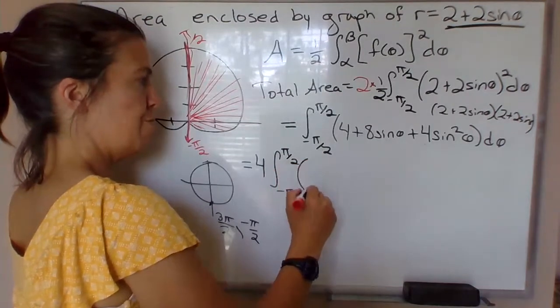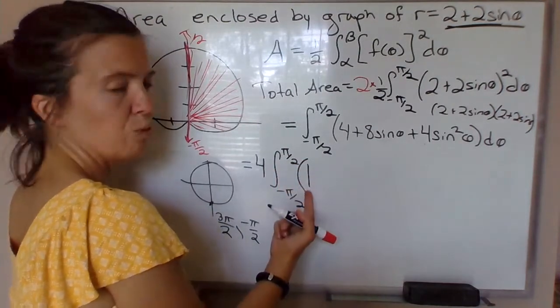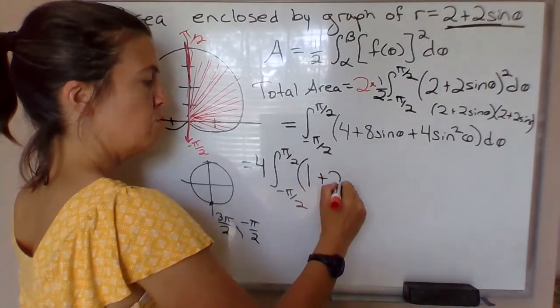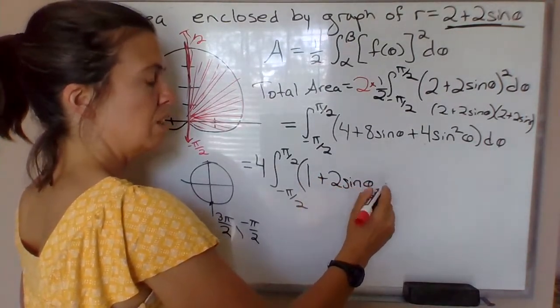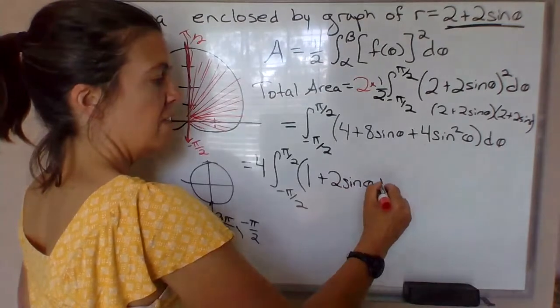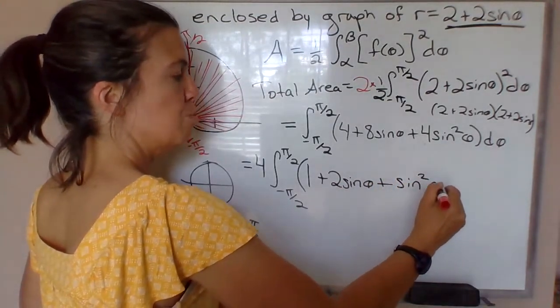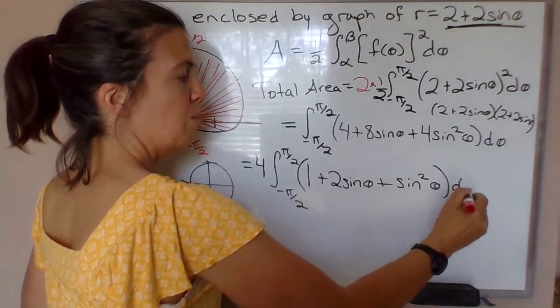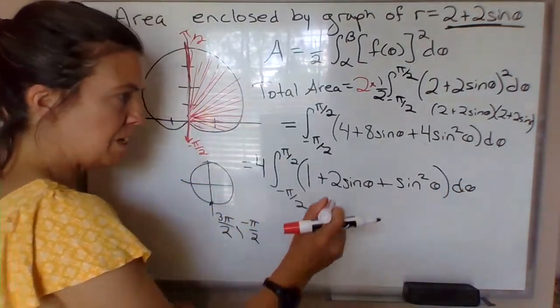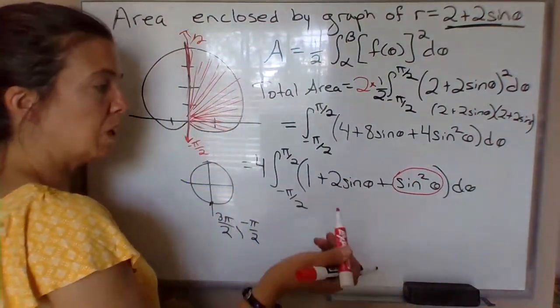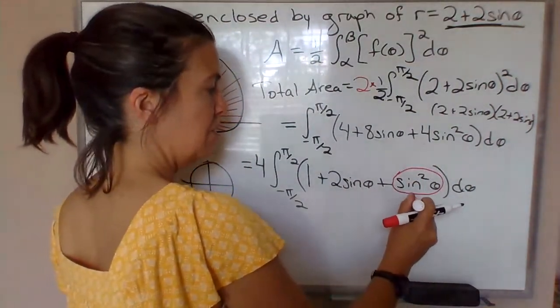So if I factor out 4, I've got 1, which we can integrate right now. If I factor out 4 here, I've got 2 sine theta, which could be integrated directly. And then if I factor out 4 from here, I've got sine squared. So that presents a problem. These even powers of sine and cosine cannot be integrated directly. So with this guy, we're going to need to apply power reduction again.